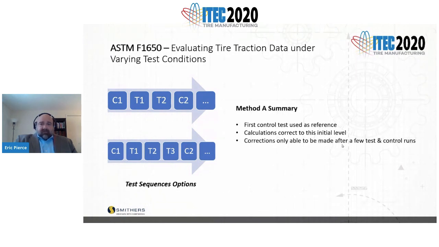Let's get into the actual method A summary. The benefit of this one too is that it corrects everything to this initial level of C1. It also allows corrections to be made after just a couple of runs. Method B requires the entire test sequence to be completed before you can do corrections.